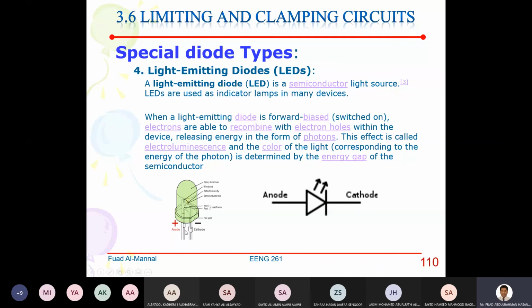And as I said before, how do you tell the anode from the cathode? The anode is usually longer than the cathode. But if somebody came and cut the leads equally, what will happen? There is another way to recognize the cathode from the anode. There is a flat spot here. That flat corresponds to the cathode. Everybody got that? Any questions?